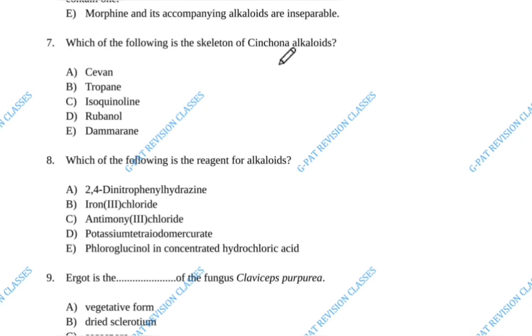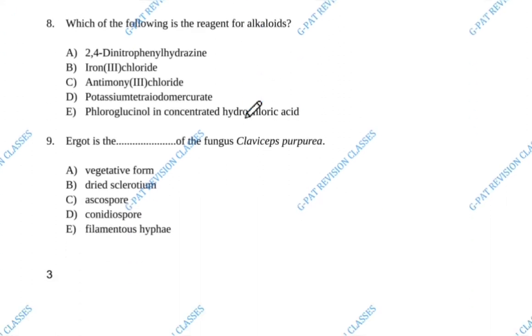Which of the following is the skeleton of cinchona alkaloid? The answer is D. Rubanol. Okay. Next is eighth question number. Which of the following is the reagent for alkaloids? The answer is D. Potassium tetraiodomercurate.